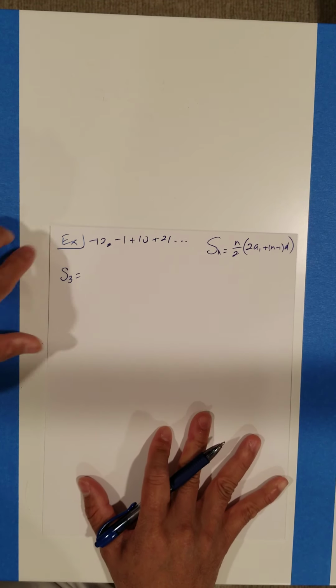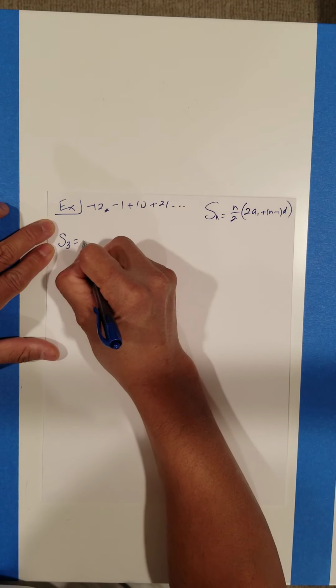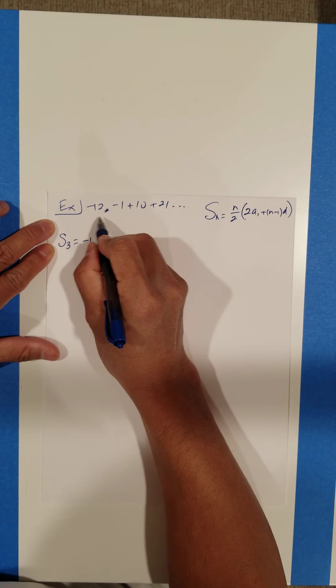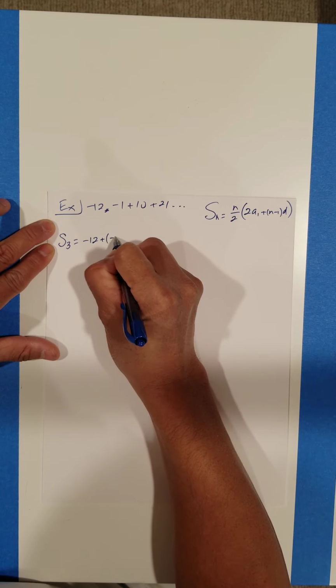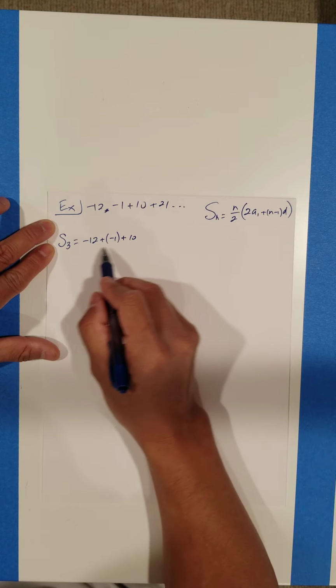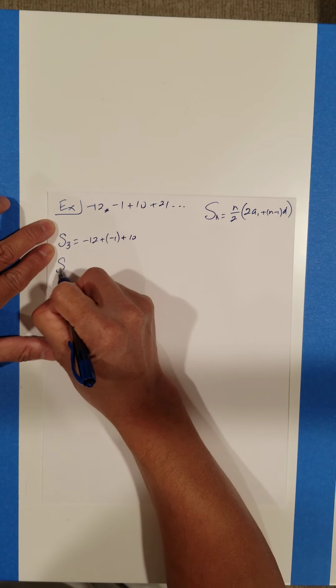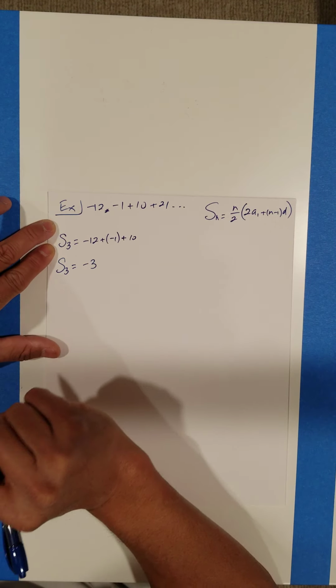But for example, let's say 3. S3 means take the first 3 numbers and add them. S3, really simple. S3 is going to be the first 3 numbers, -12. We want to add this with -1. We want to add 10. What happens when I add up these 3 numbers? S3, that's what S3 means. So adding these up, I get -3. That's all.